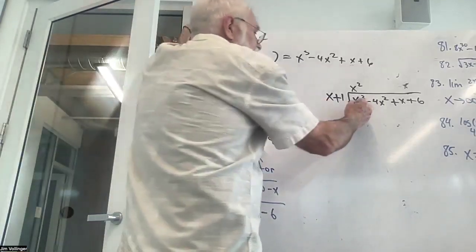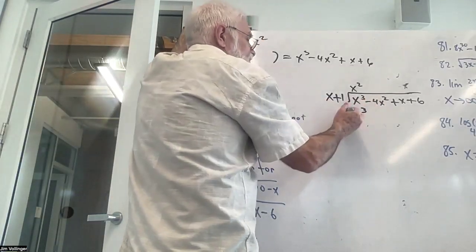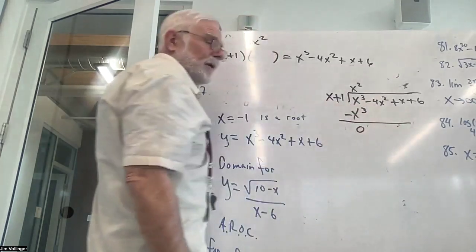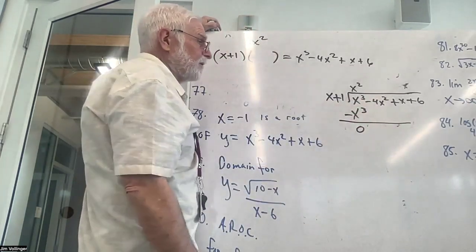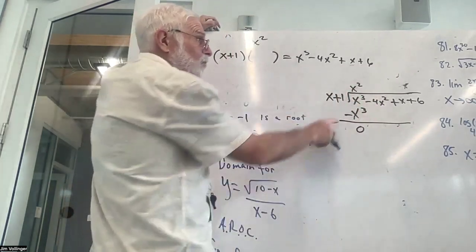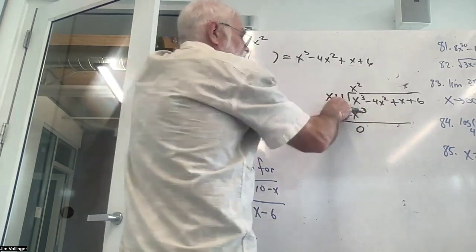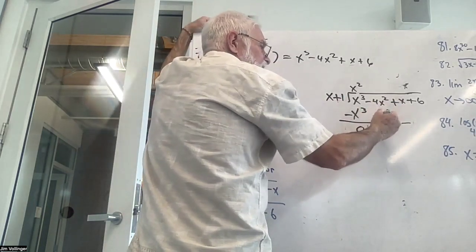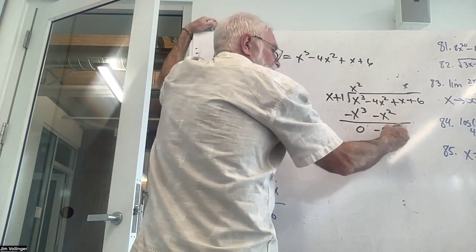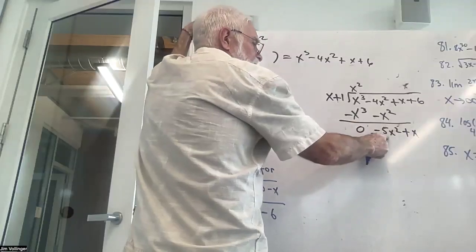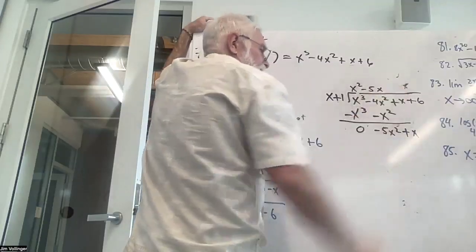So x squared times x is x cubed. I like to change the sign and add, and it's gone. Which means if we were doing synthetic division, we wouldn't even have to write that column. We could probably just work with the numbers. X squared times 1 is positive x squared. I don't write the plus sign because I'm going to change the sign and add, and that's minus 5x squared. And then I have to bring down the x, and x goes into minus 5x squared minus 5x times.